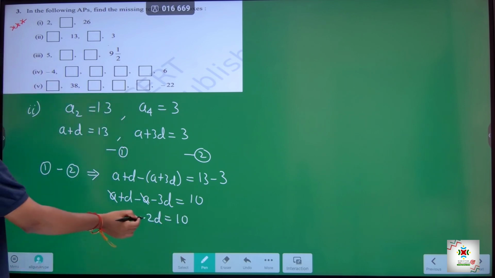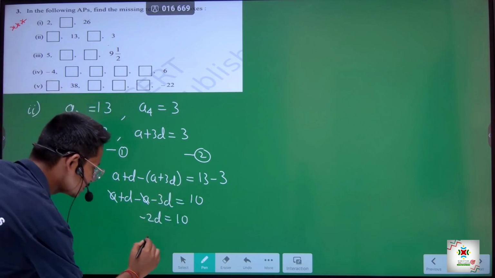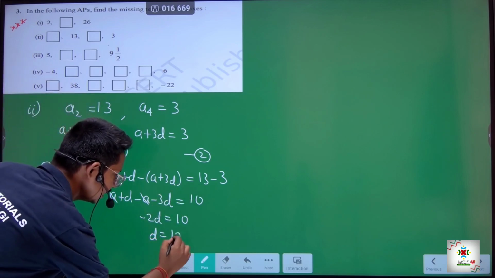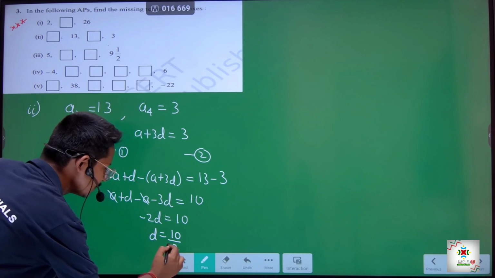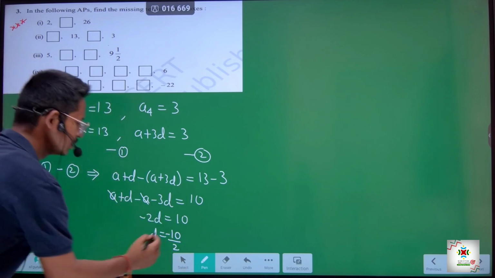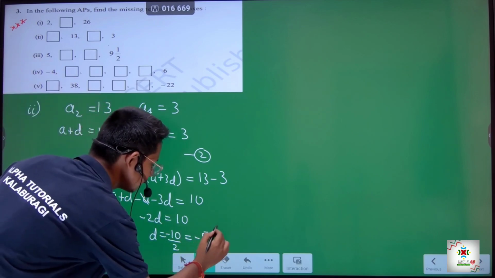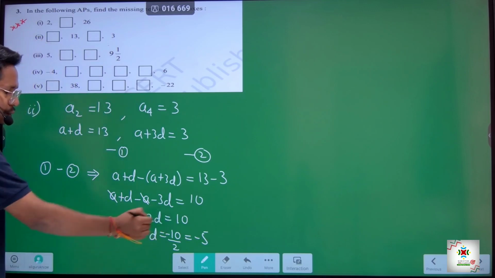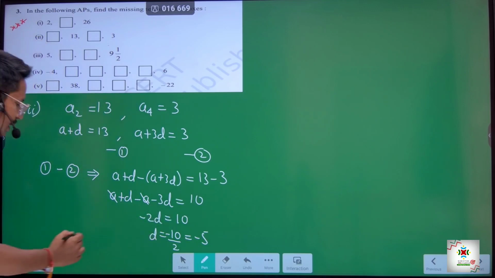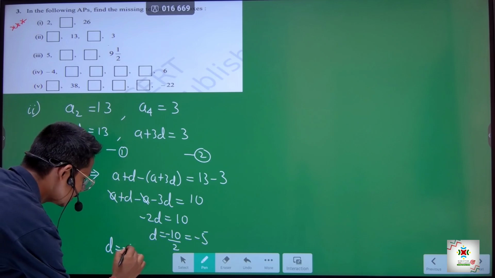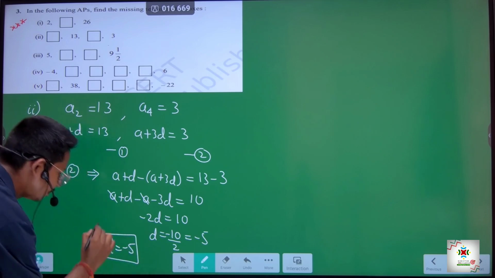Now minus 2 is multiplied with D, I'll shift it to the other side, so D equals 10 divided by minus 2. This minus I can take to the numerator, so it is going to be minus 5. 2 times 5 is 10, so D equals minus 5. So the common difference here we are getting is minus 5.